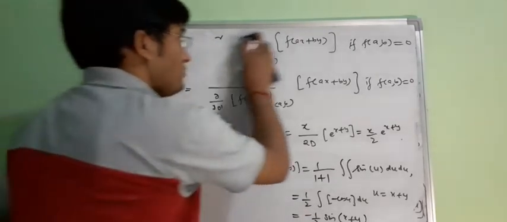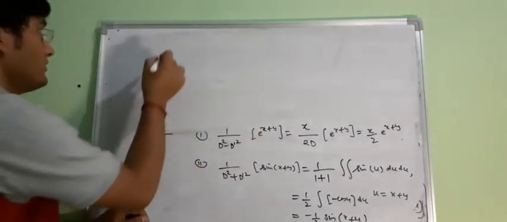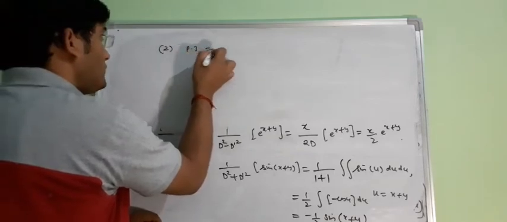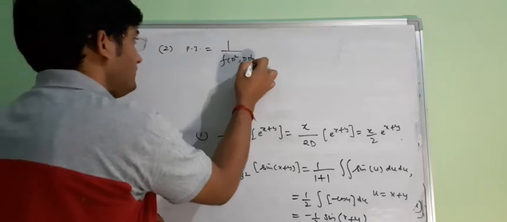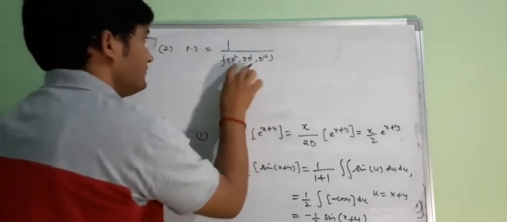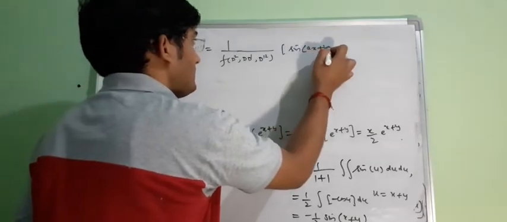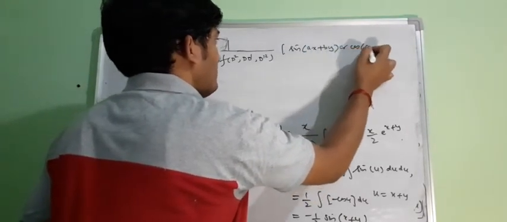Now let us move towards formula number 2. Suppose that we have this type of function, and in the bracket, suppose we have sin(ax + by) or cos(ax + by).